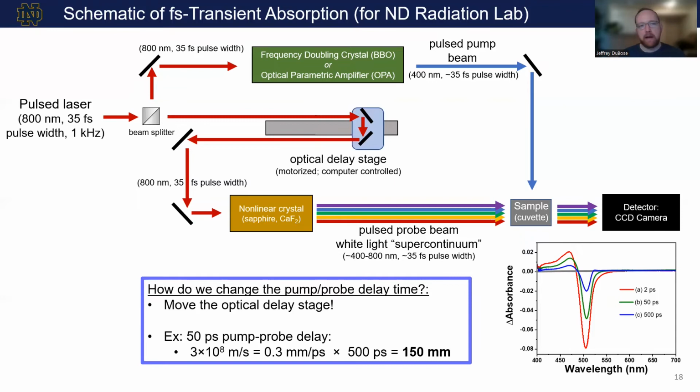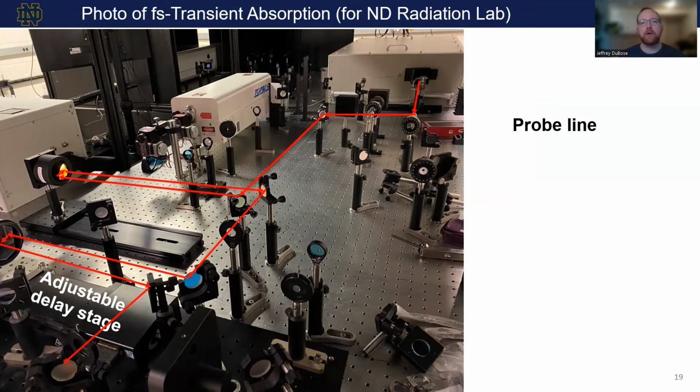This is an actual photograph of our current femtosecond transient absorption system at the Notre Dame Radiation Lab. Here we have our Spectra-Physics Solstice Ace laser. This is what generates the 800 nanometer, 35 femtosecond pulses. Now let's first look at what's happening with the probe line. The laser light comes out here. This is a little hard to see, but there's a beam splitter right here, so part of the light is going to be peeled off this way.